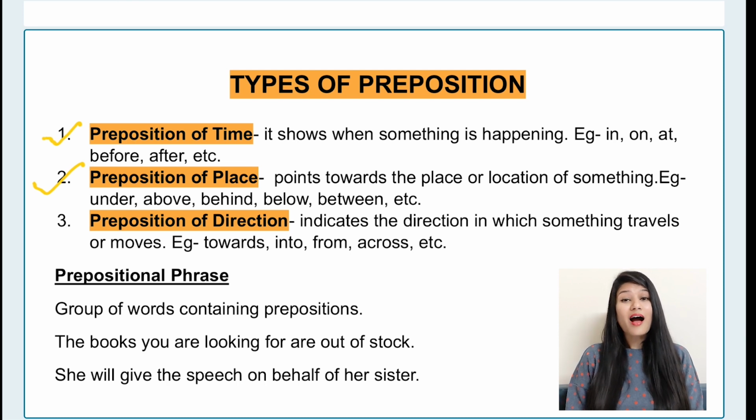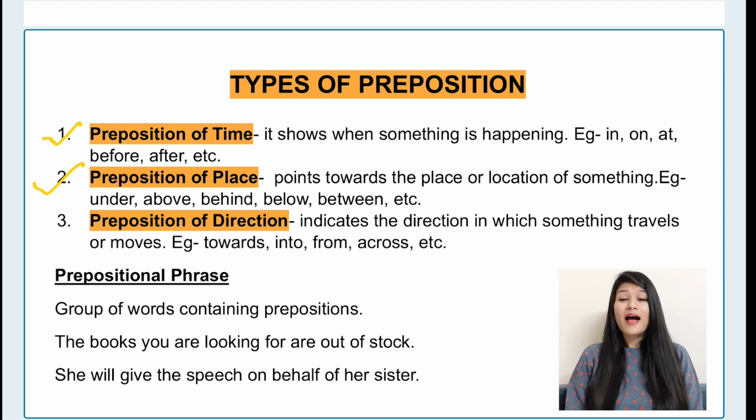My shoes are under the table. Where are my shoes? My shoes are under the table. So here under is the preposition because under tells us that they are under the table. It is telling us the exact location of our shoes.